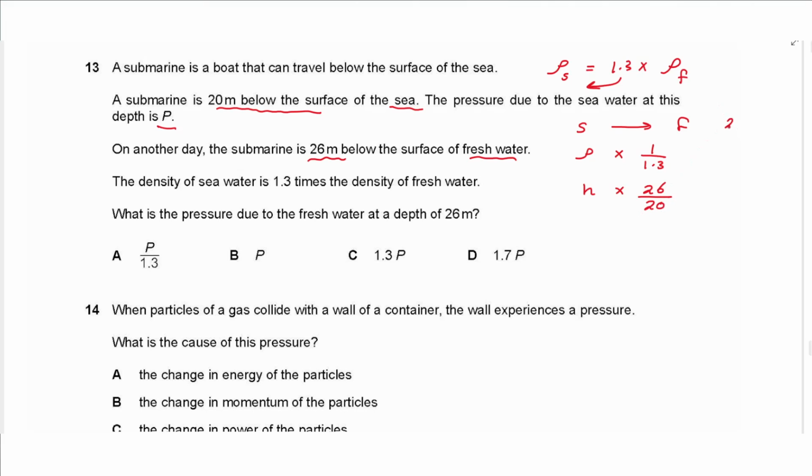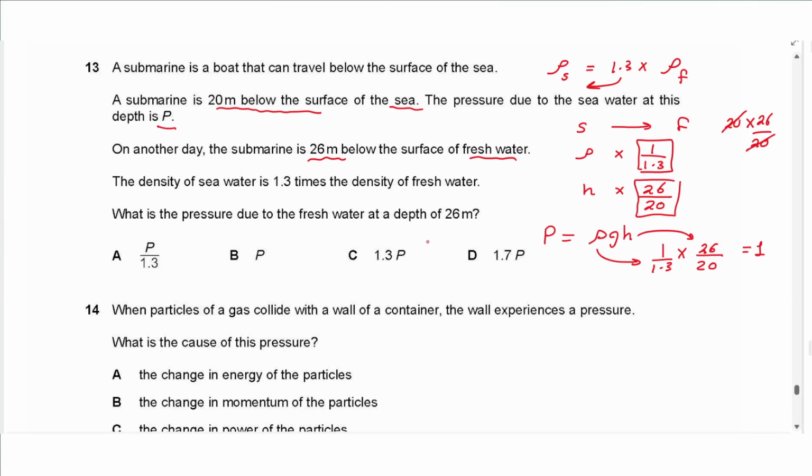So if we have 20, we can multiply it by 26 to get 26 and then divide by 20 so that 20 is removed. So we have these factors here for the density and the depth, and the pressure is calculated as rho g h. Rho is multiplied by 1 over 1.3, so the pressure is also multiplied by 1 over 1.3, and the depth is multiplied by 26 over 20, so the pressure is also multiplied by 26 over 20. So combining these fractions, we get 1. So it is the same pressure. So if the original pressure was P, the final pressure will also be P. So the answer is B.